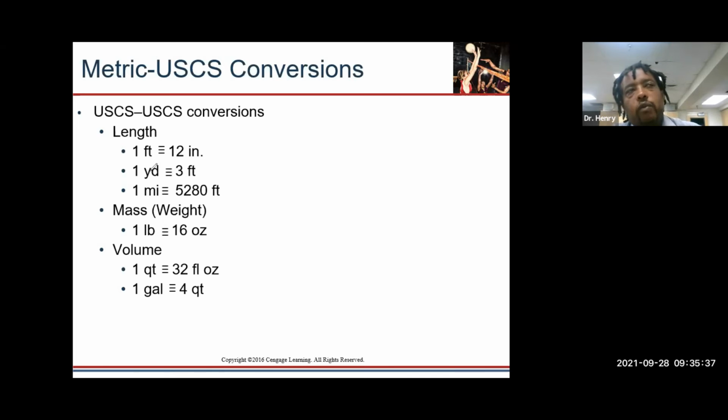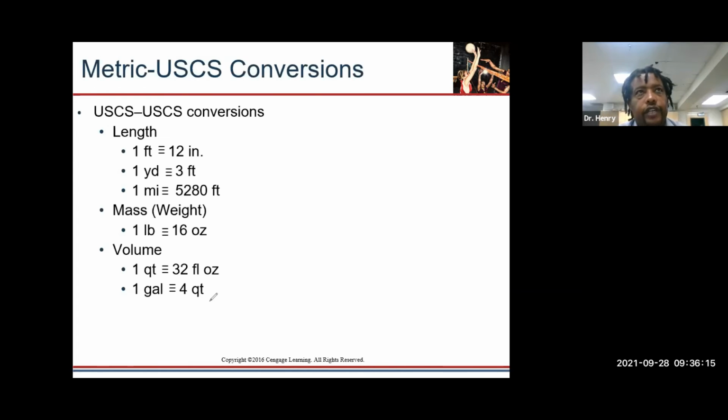We know that 1 foot equals 12 inches, 1 yard equals 3 feet, 1 mile equals 5,280 feet. We know that a pound equals 16 ounces. We know that 1 quart equals 32 fluid ounces, 1 gallon equals 4 quarts. We can use all of these conversions to help us get to where we want to go. So if we're given something in quarts, we can get to liters, right? We should be able to manipulate these to our advantage.